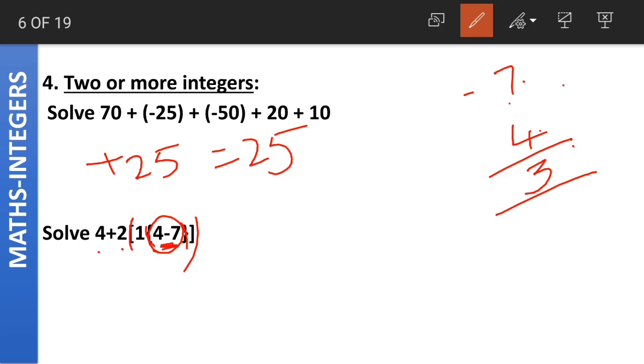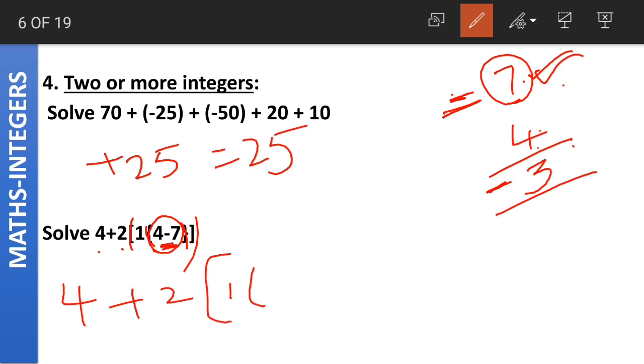And what about the sign? 7 has the higher absolute value. Remember, class, I am talking about absolute value, which is without the sign. If you consider the sign, 4 has the higher value, but I am talking about absolute value here. So 7 has the higher absolute value. 7 is carrying the minus sign, so the answer will also have the minus sign. We've solved the innermost bracket, which is 4 minus 7, and we got the answer of minus 3.